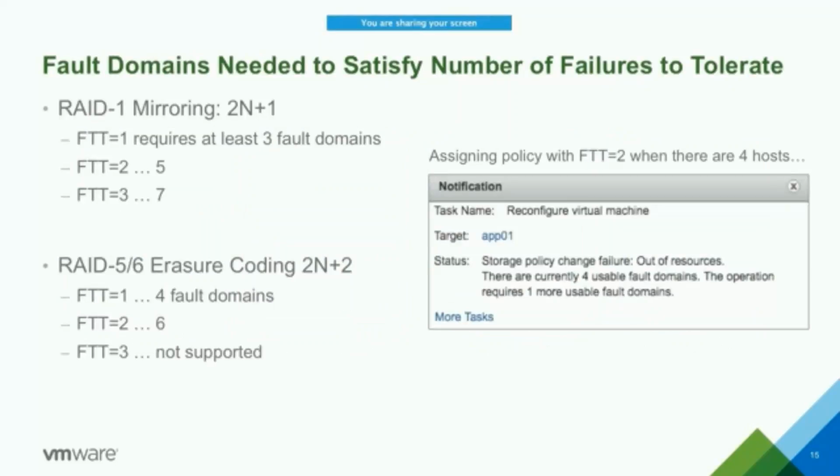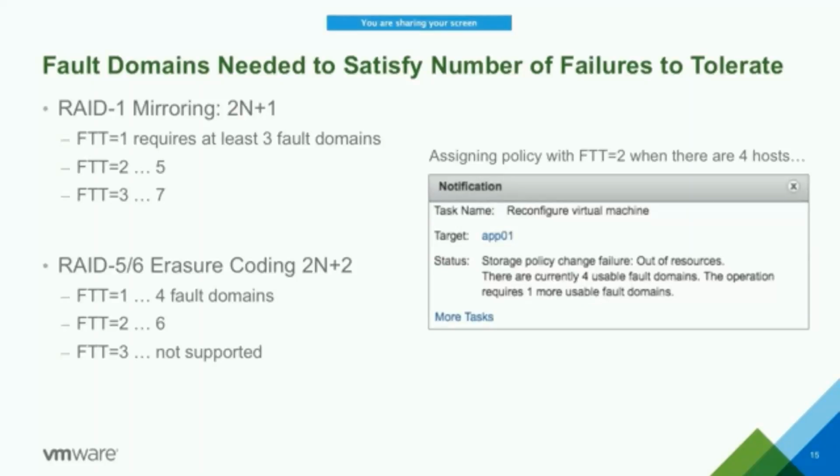Now, as far as the number of fault domains needed, you need to consider how many failures you want to be able to tolerate. A simple example here is FTT equals 1, so number of failures to tolerate equals 1. You're going to need at least 3 fault domains, so at least 3 hosts, to satisfy that policy. The formula is pretty simple, just 2n plus 1. Again, that's so we have room for the 2 mirrors or the 2 replicas of that component plus a witness component. If you step up to FTT equals 2 or 3, that's going to increase, based on the formula there, to either 5 or 7 hosts.